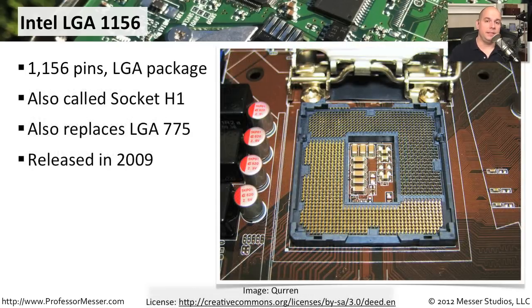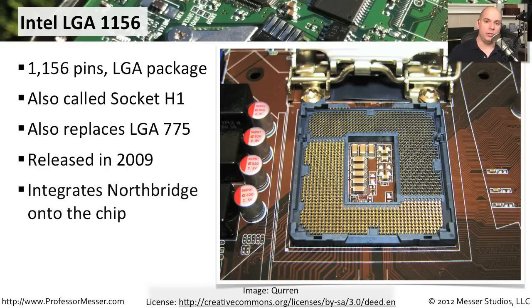In 2009, Intel released another replacement for the Intel LGA 775. That was the LGA 1156, 1,156 pins on this LGA package. This was also called the socket H1. What was nice about this particular technology is that it allowed Intel to create new CPUs that integrated the North Bridge right on the CPU itself. So you no longer needed that North Bridge memory controller right on the motherboard. Now it was integrated into the CPU for faster response times and faster efficiency when accessing memory.